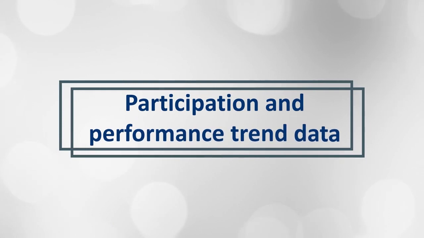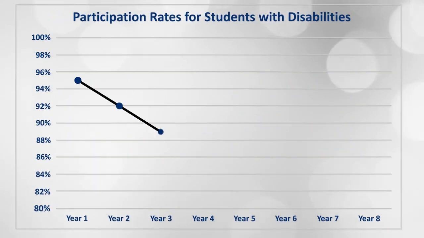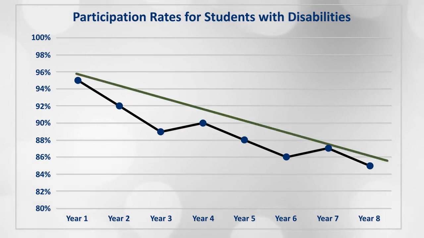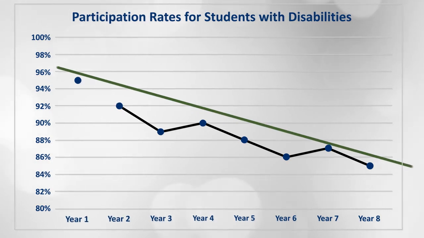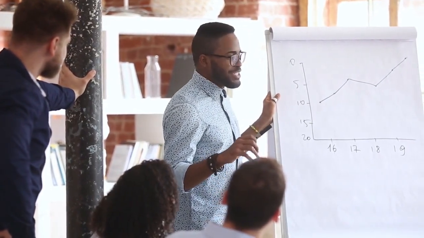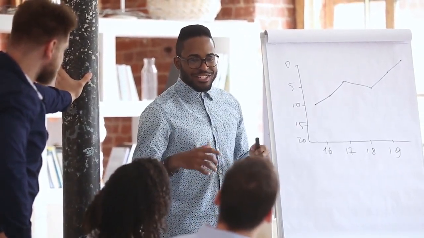Let's think about how states might use participation and performance trend data. For example, if a state experiences lower participation rates for students with disabilities, the state can use trend data to determine whether students are receiving the necessary accommodations to effectively participate in regular assessments. States and LEAs can use assessment data to determine patterns regarding performance of students with disabilities.